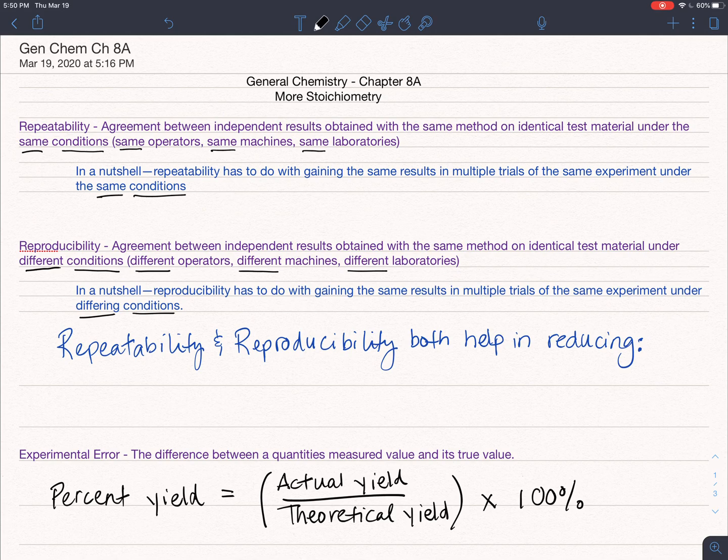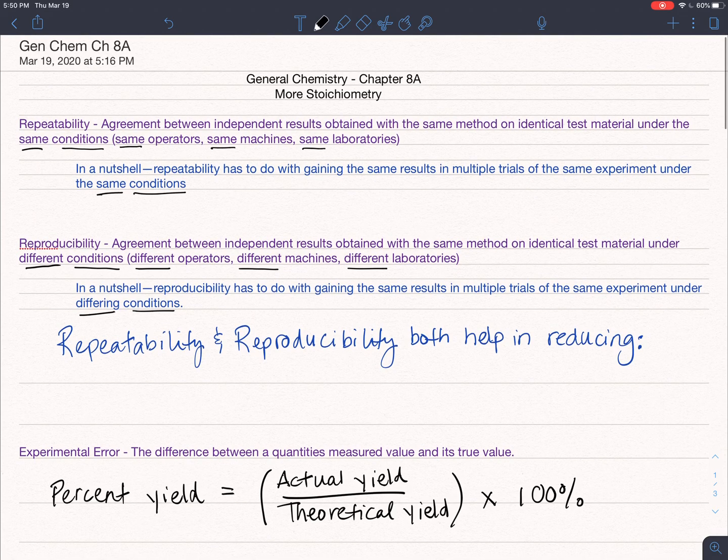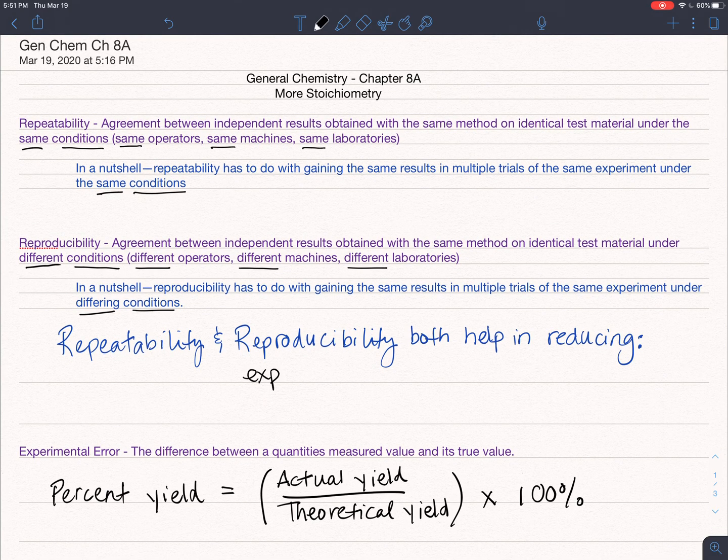So obviously, if we have the ability to repeat, that means doing things with the same environment, an experiment, or to reproduce, that means creating an experiment in a different condition, and if we get the same results, that tells us that we have created a good experiment. Our experimental process is good. And both repeatability and reproducibility help us in reducing experimental error. Let me write that out here. Okay? And that's what we want. We want experimental error to be reduced.